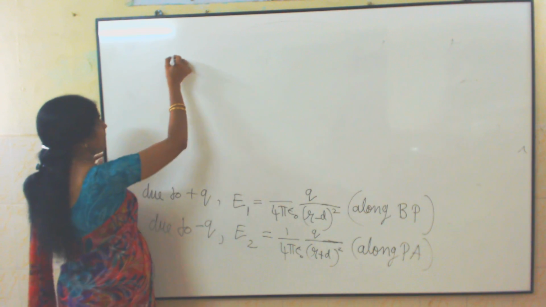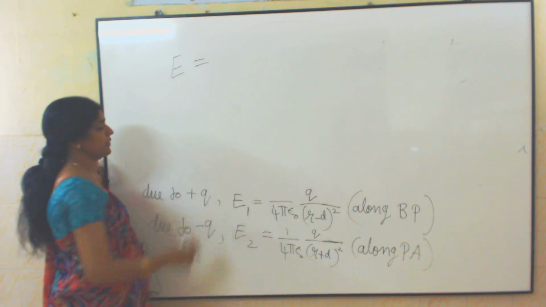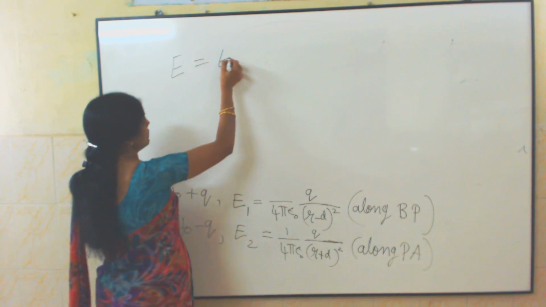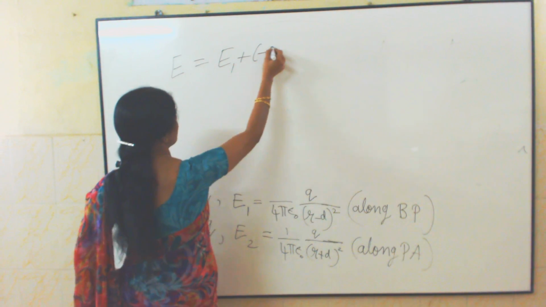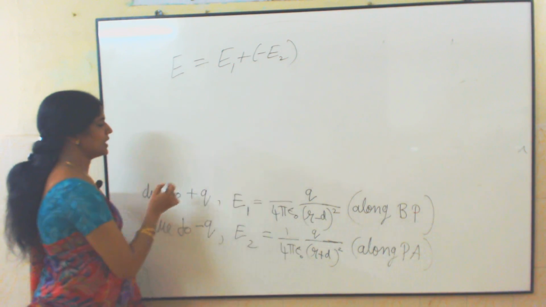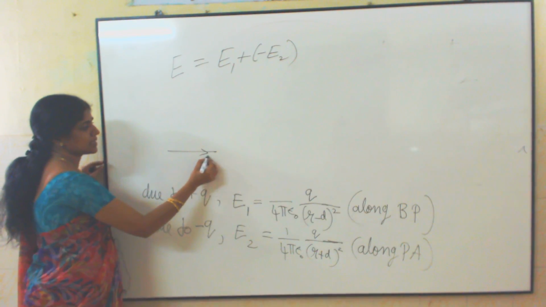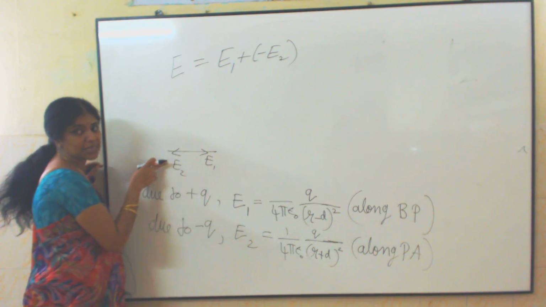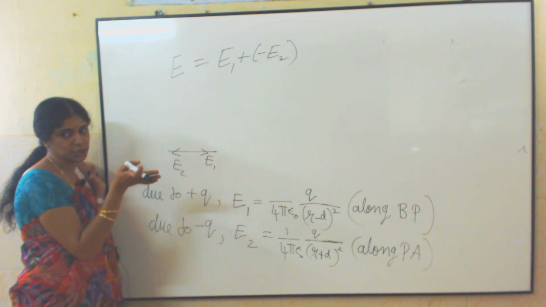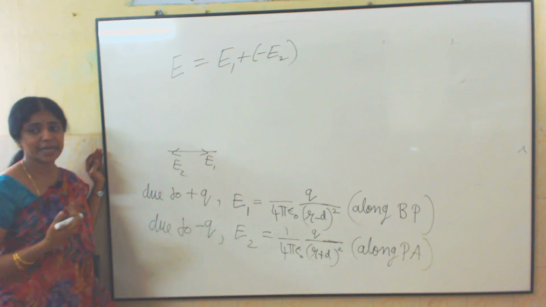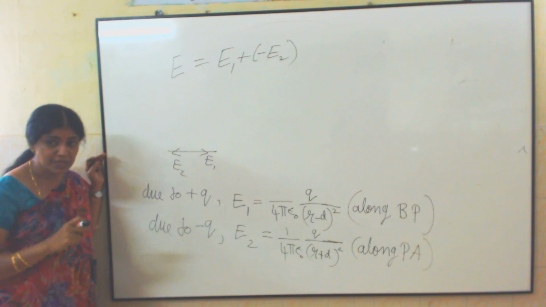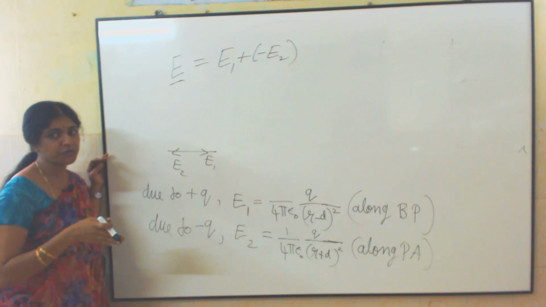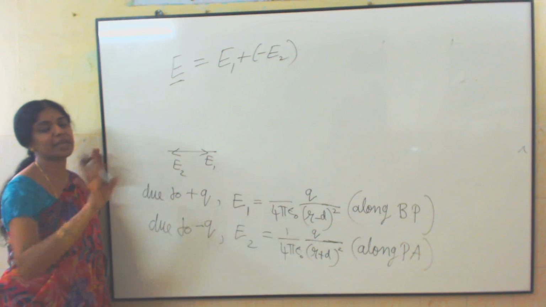derivation. Now, I will find out the resultant electric field due to this dipole. It is given by E1 plus or minus E2. Because if you see the direction of the electric field, E1 will be acting in this direction and E2 is along PA. It is along BP, it is along PA. Both will be acting in the opposite direction. So, how to find out the direction of the resultant electric field? The resultant electric field direction will be in the direction of the electric field of the charge which is having greater magnitude.